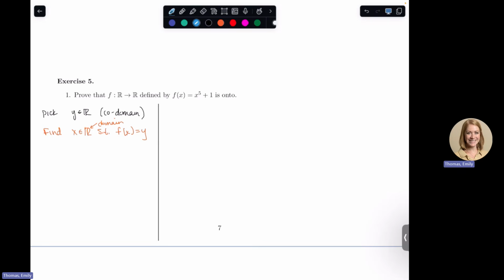Okay, so the way that we're going to do this is we're going to build it. So if our y value is equal to x to the fifth plus 1, what does x have to be? You're going to solve for it. So you're going to move that 1 over. So we're looking at y minus 1 is x to the fifth. Then we're going to take the fifth root of y minus 1. That is our x value. You need to check, is this in the domain? Is the fifth root of y minus 1 a real number?